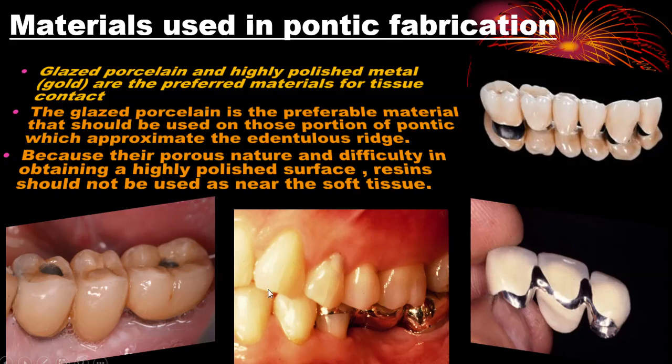Of course, acrylic resin cannot be used near the soft tissue because of its porous nature, the difficulty in obtaining a highly polished surface, and its ability to accumulate plaque. So it affects the periodontal tissue, therefore its use is not desirable. Now we know how the design should be, and also the material, how to make it more hygienic. The more hygienic materials are porcelain and highly polished metal, which is gold.